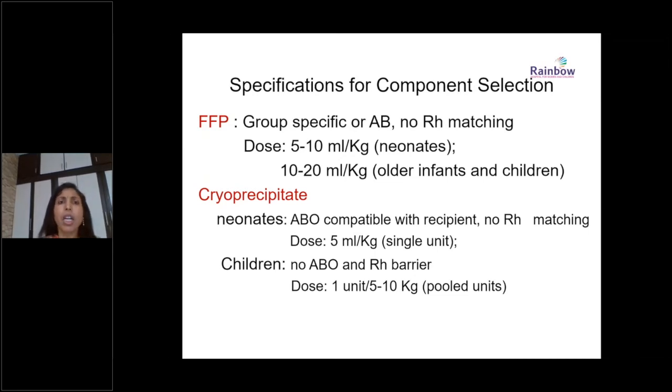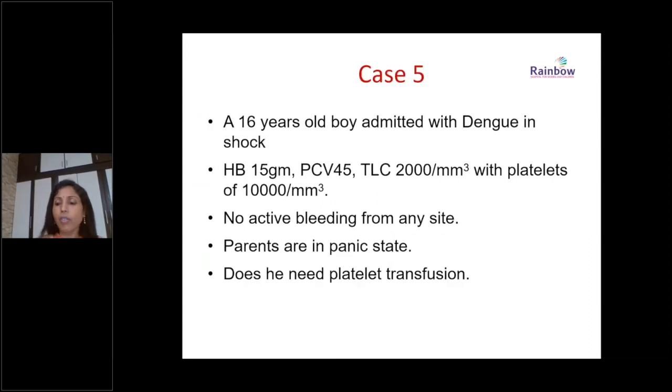And do you need to be group specific with FFP? With FFP, you don't need to be group specific. With the cryoprecipitate also, you don't need to be group specific. Sorry, with FFP, you need to be group specific, but not Rh specific. Whereas with cryoprecipitate, one has to receive ABO compatible with the recipient. So that is one point we need to remember.